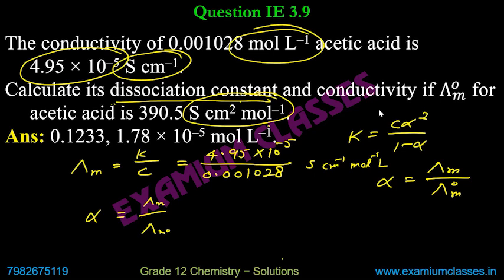My question is, do you need to multiply this value of lambda m by some factor or not? Yes, by what factor? This is something I had shown you in the previous class. I had shown you the formula also, that if you are using mole per liter, not cubic meter, you need to multiply it by 1000.